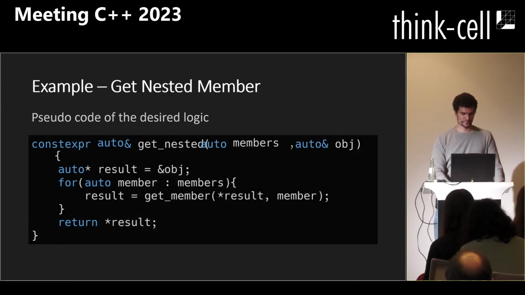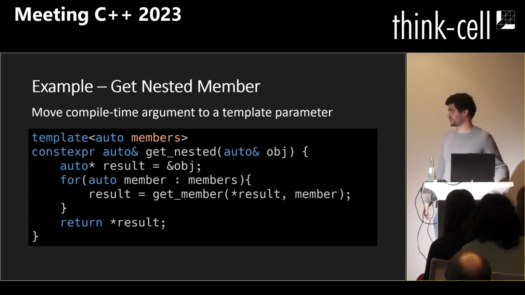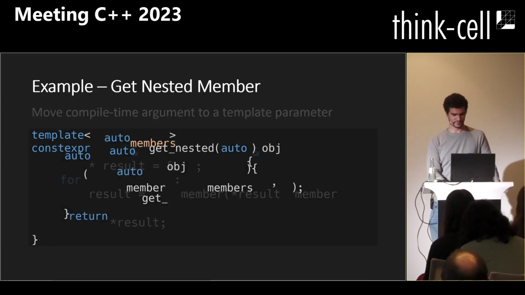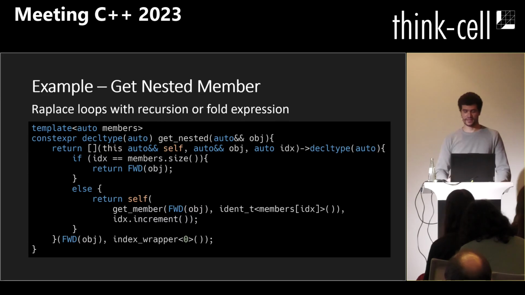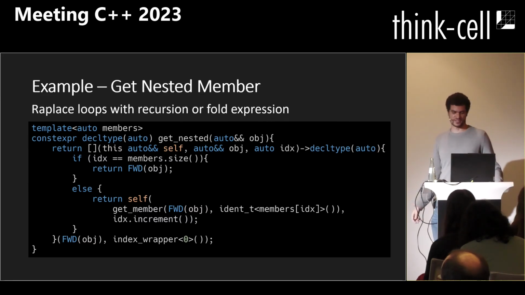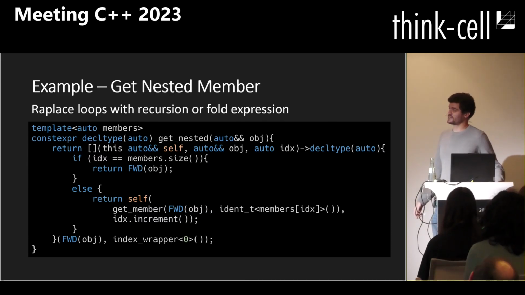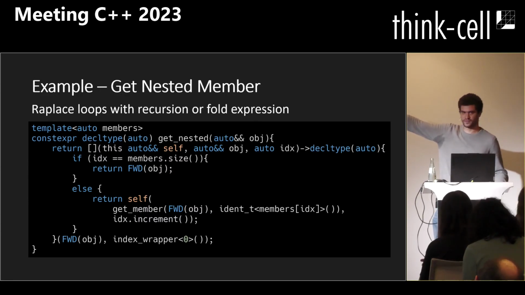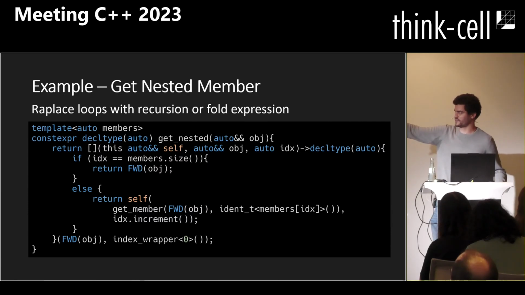In order to make this code work, we need to make some changes. First, we take our compile time argument and move it into a non-type template parameter. So in this case, we move the members from being an argument into a non-type template parameter. The next step is to replace loops with recursion or a fold expression. In this case, we replace the loop over the members with a recursive lambda, which we can easily write in C++23 by using the recursive this. If you can see in the beginning of the lambda, we have this auto-ref self, which refers to this lambda. So when we call self, it's a recursive call.